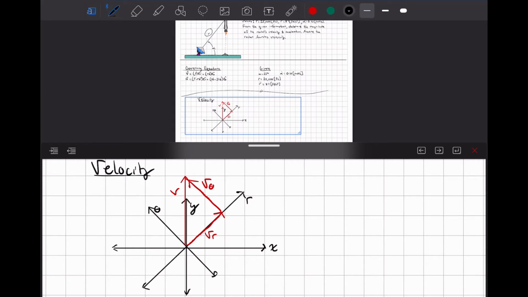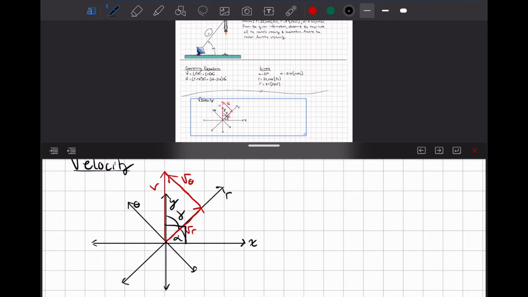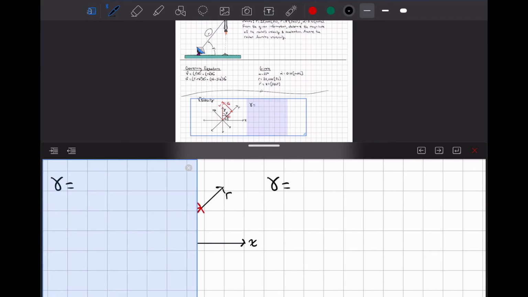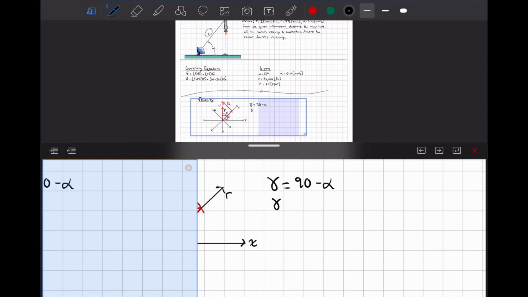And just to clarify our picture, this angle right here is alpha. And so because x, y are orthogonal to each other, this angle right there is 90. So if we write in this angle between the y direction and the radial direction, we can call that angle gamma. And so from inspection, we see that gamma is going to be equal to 90 minus alpha, which means that gamma is going to be 35 degrees.